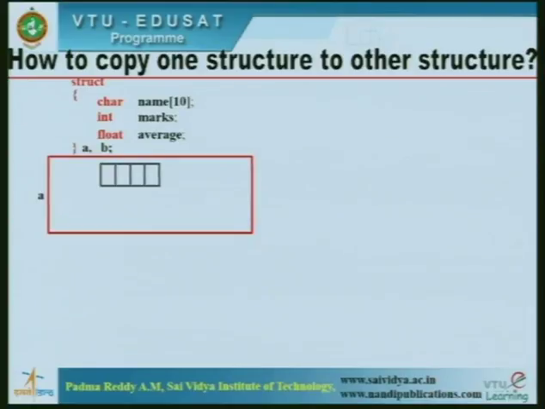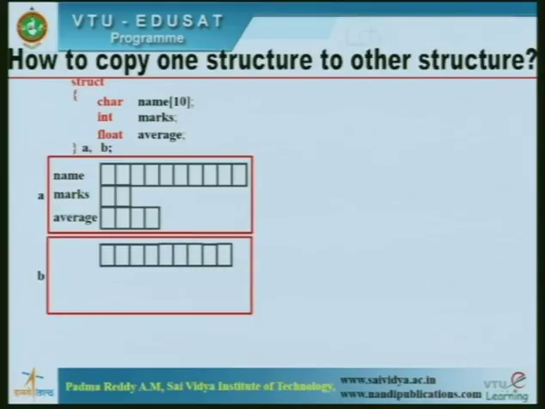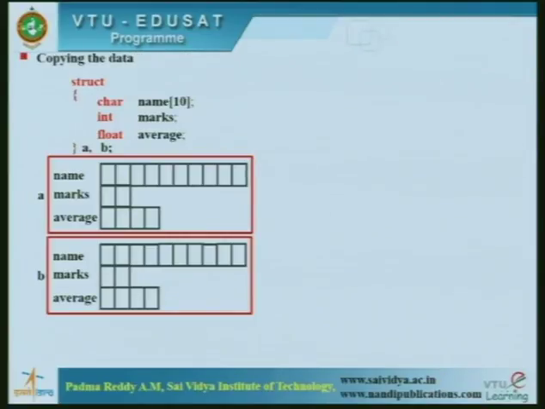Memory will be allocated for variable A. The first 10 bytes are for name, the second 2 bytes for marks, the next 4 bytes for average. Similarly, memory will be allocated for B also: first 10 bytes for name, another 2 bytes for marks, another 4 bytes for average.